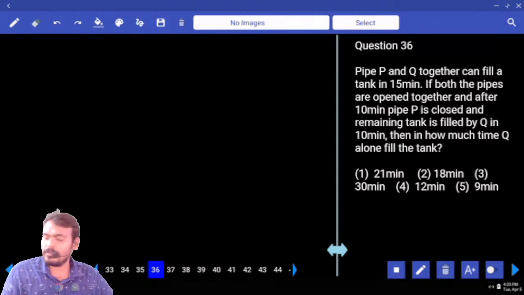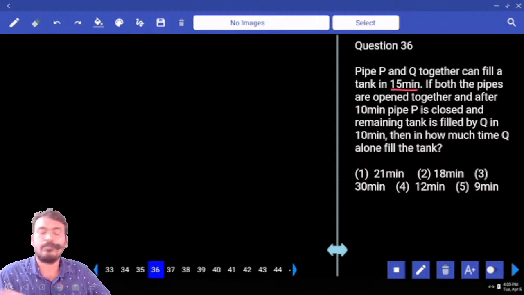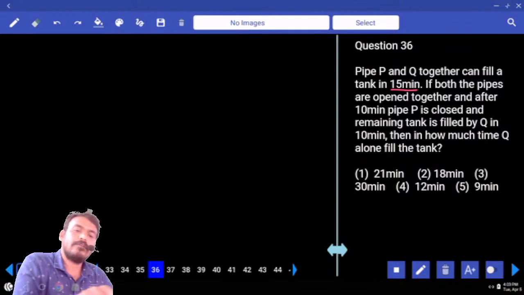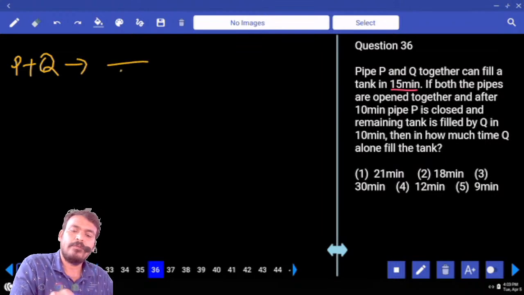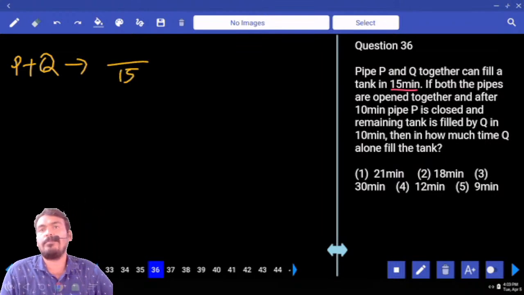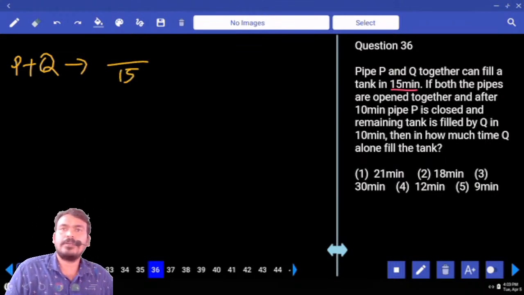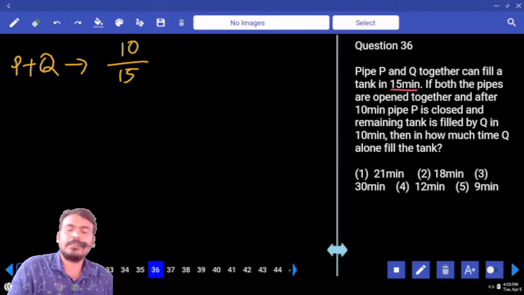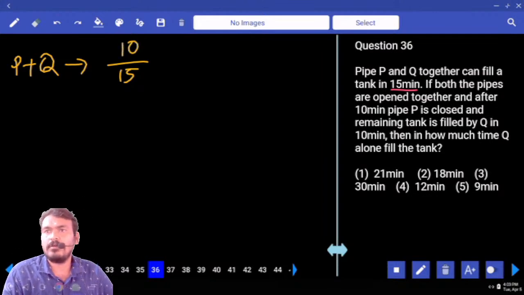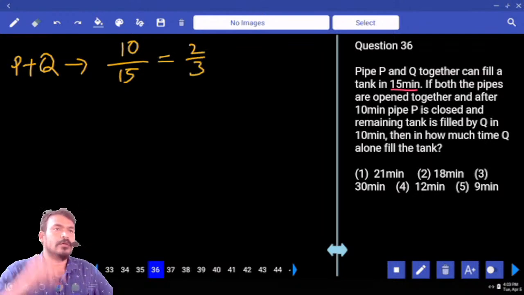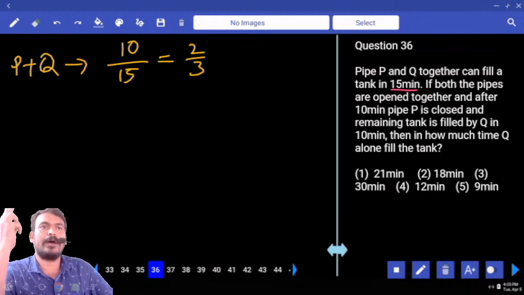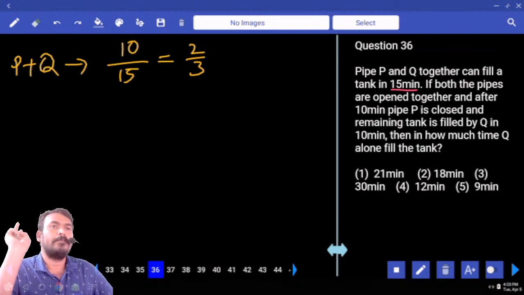First of all, P and Q together can fill the whole tank in how many minutes? 15 minutes. What is the 1 minute work of P plus Q? 1 by 15. But P plus Q is open for how many minutes? 10 minutes. 10 minutes open means 10 by 15 is filled, which is 2/3. Out of 3 parts, 2 parts are already filled by P plus Q.